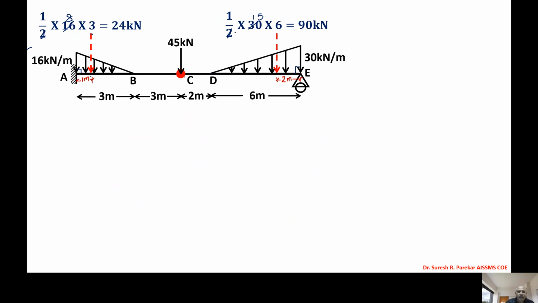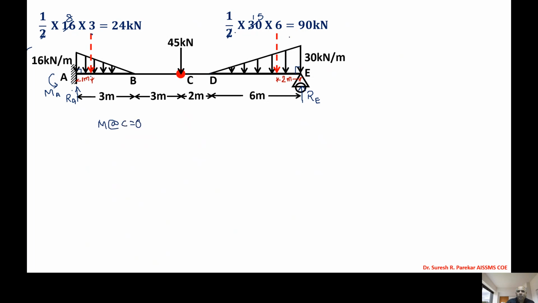Now we have to find the values. First we will find RE. So we have to take first that part where we have only one unknown. On this left side we have two unknowns. We have RA as one unknown, and then we have MA as another unknown. So we will not take the left part, we will take the right part. We have only RE as unknown. We will take moment about C, equal to 0.